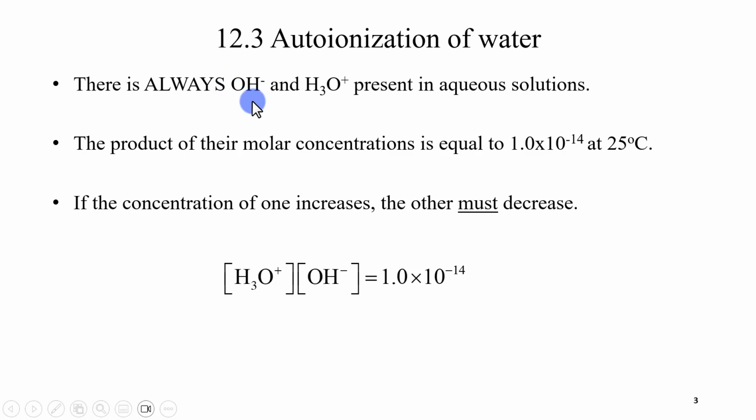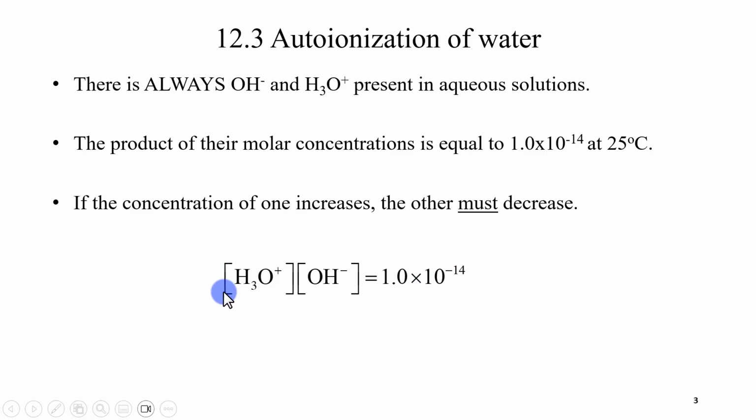The product, so if I multiply the molar concentrations of OH minus and H3O plus together, it's a constant, and it's equal to 1 times 10 to the minus 14 at 25 degrees Celsius. Now, this product changes with temperature, but it's always constant at the same temperature. So at 25 degrees, which we will mostly use, this is what the product is going to be equal to. That would be another one of those things that I would write down and tuck away someplace so that you have it handy, because it will be useful to you.